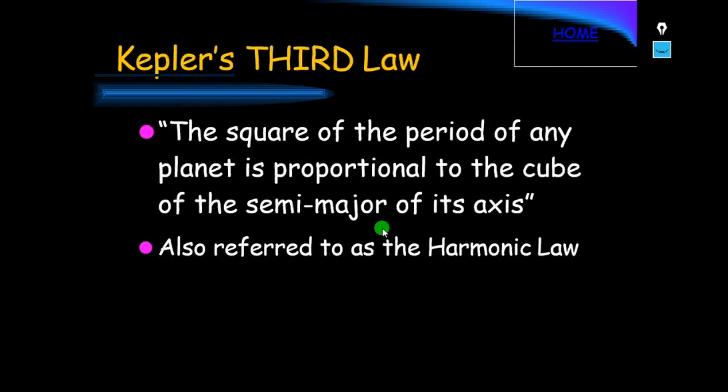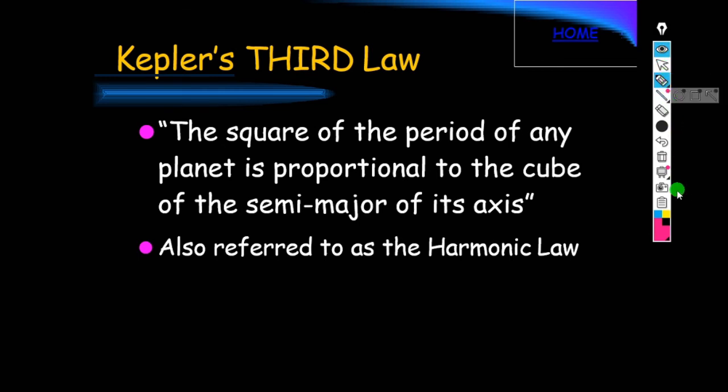Now we will move on to Kepler's third law. Kepler's third law is called the law of periods. The square of the period of any planet is proportional to the cube of the semi-major axis of its orbit. The square of the period means the square of the time period, that is T squared, is directly proportional to the cube of the semi-major axis, a cubed. Hence T squared is directly proportional to a cubed.